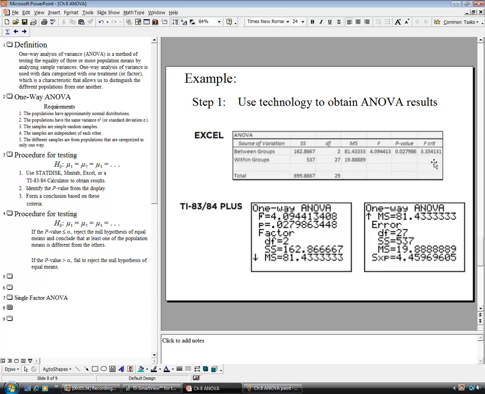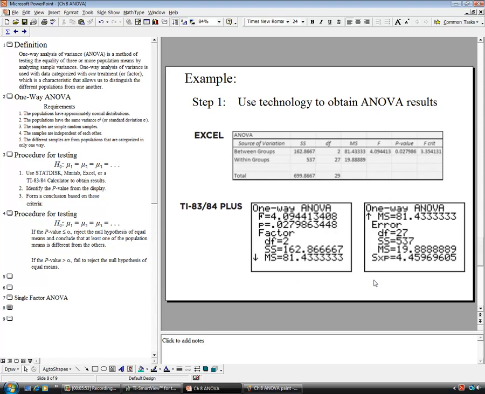Another thing it's displaying is the f critical value. I'll show you later on how to find that on a chart. But your test statistic f here is greater than this f critical value, and we're always looking for a right-tailed test, so always a greater than. So we're going to reject based upon our traditional method as well.